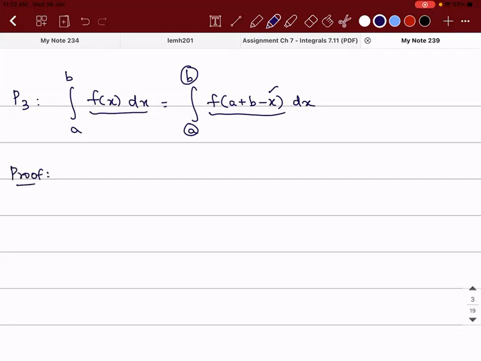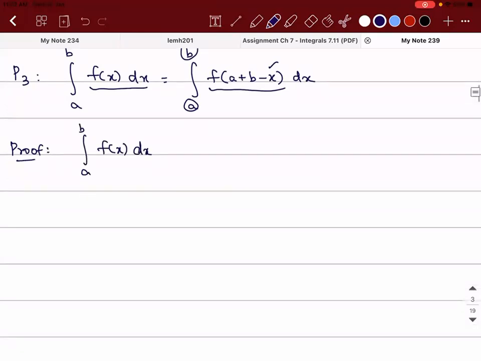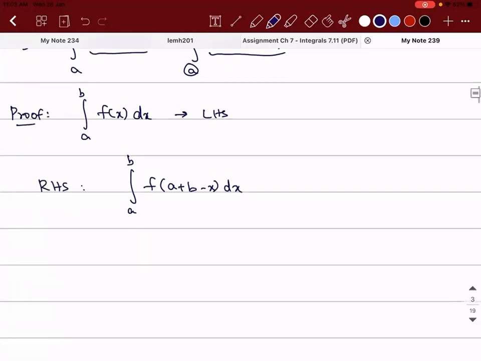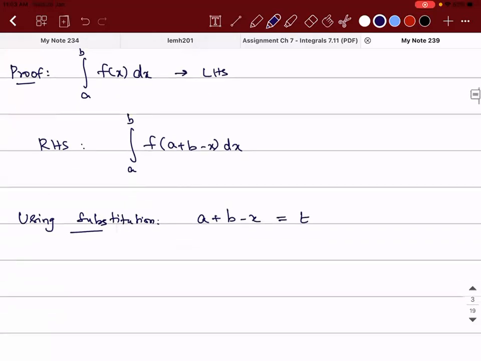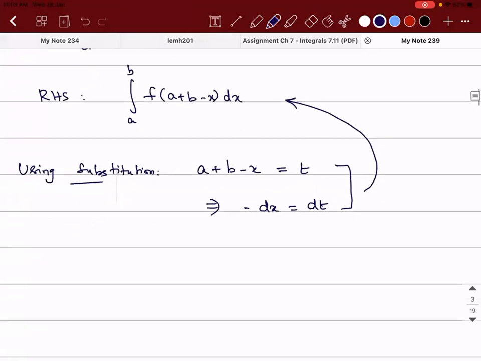So the left hand side is integral of A to B f of x dx. I'm not disturbing it. So this is the LHS. If I take the RHS, integral of A to B f of A plus B minus x dx is what I'm going to take. Now what I will do is, using substitution, which we saw in the previous exercise, we can substitute A plus B minus x equal to t. So from this I will get minus dx equal to dt, right? So I will take these two and substitute them in the question.